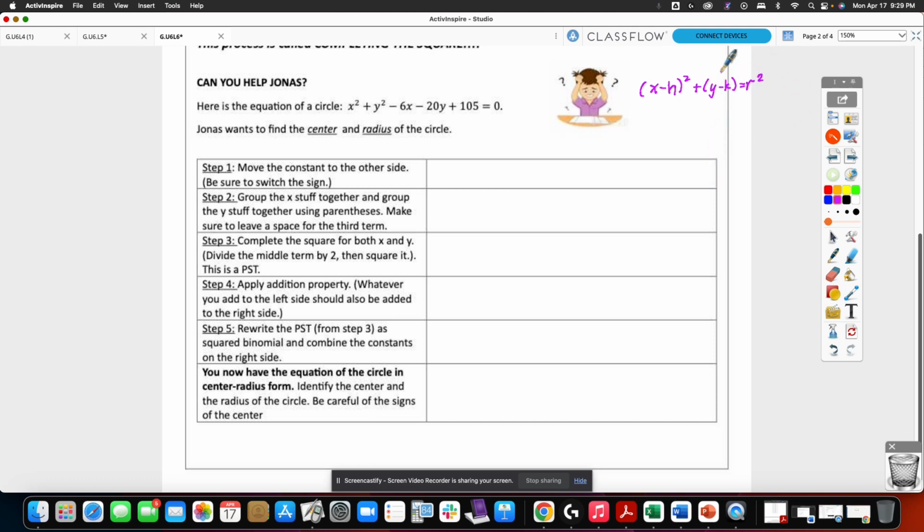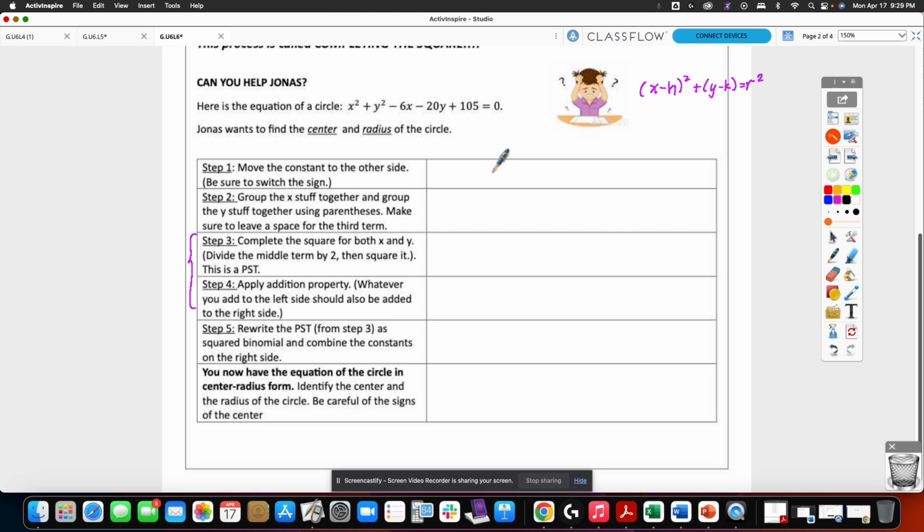Okay? So here are the steps. I enumerated the steps here, and we'll just do steps 3 and 4 at the same time. Okay, so let's look at step number 1. Step 1 says move the constant. Constant means the term that does not contain x or y. So move the constant to the other side.